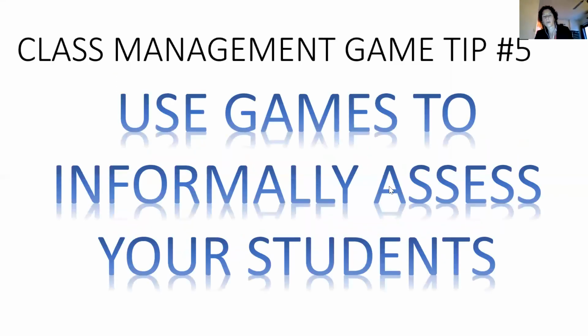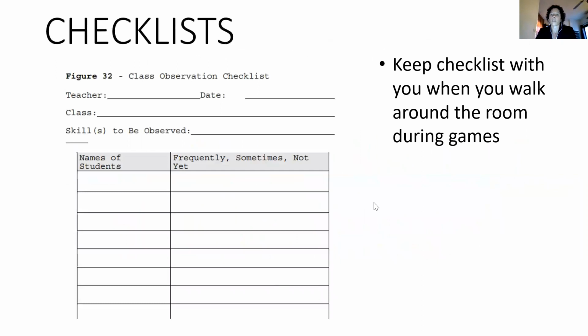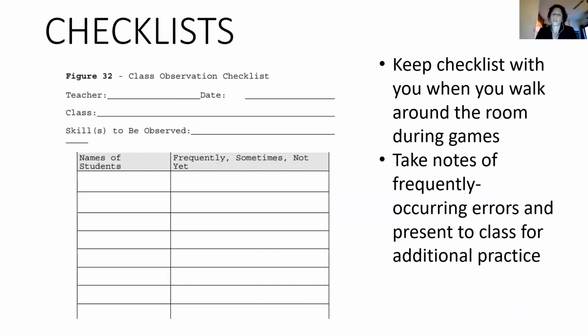And then I would also recommend using the games to informally assess your students. I think this is particularly effective when you're doing pronunciation, for example. So you can walk around your classroom with a checklist to take some notes while they're playing games. You can write down frequently occurring errors, things that you notice with pronunciation. For example, using the ch, if you notice that your students are having trouble distinguishing between chip and ship, then that might be something that you would have them practice more together as a class. So it's a great way to get some data and some information about their speaking skills.